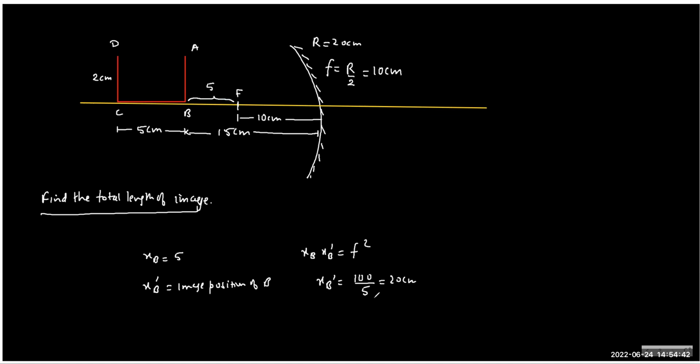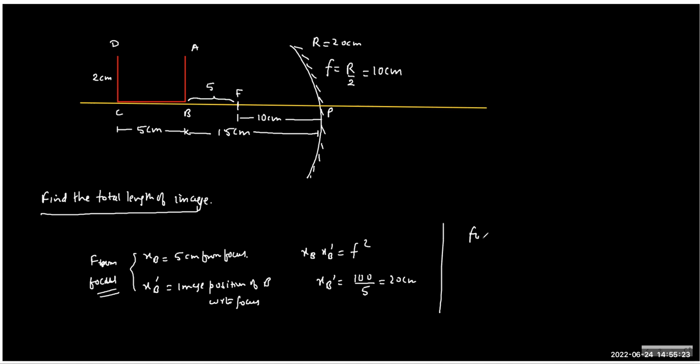Now remember, this answer is from the focus, not from the pole. Correct? Yes. 20 from focus means 30 from pole. Correct? Yes, sir. 30 from pole. So these are from focus. Okay, let's see, pretty easy. So we got the answer for B's location.